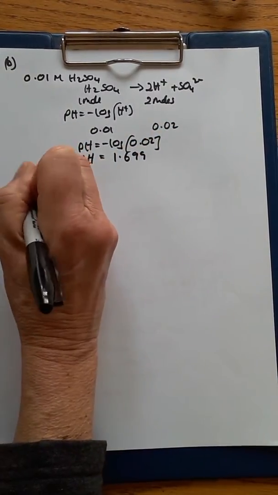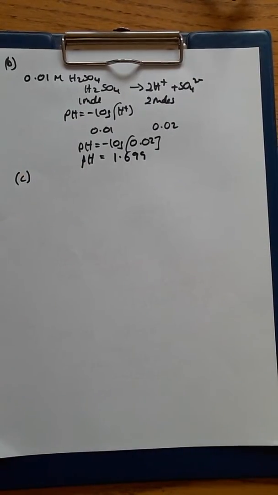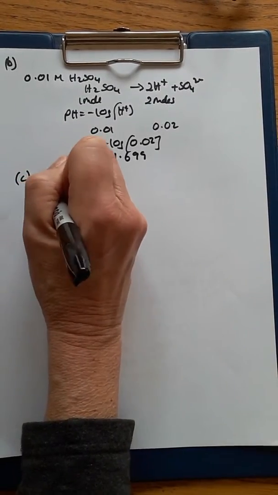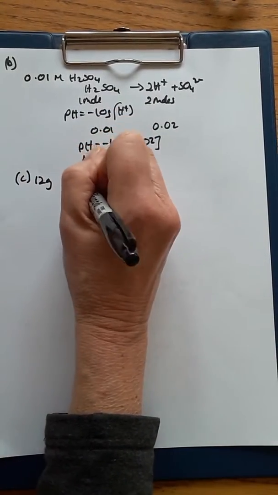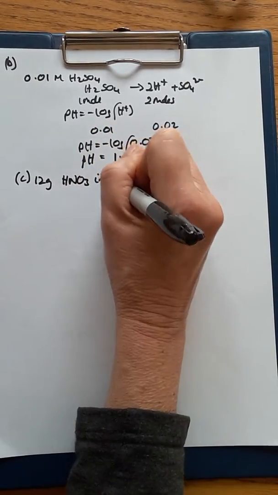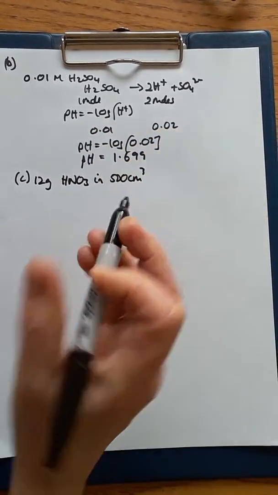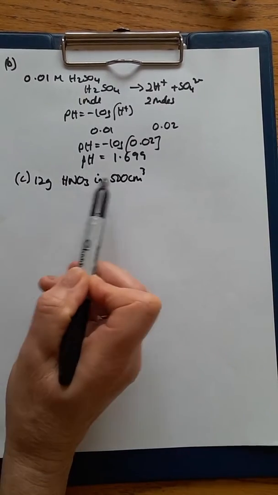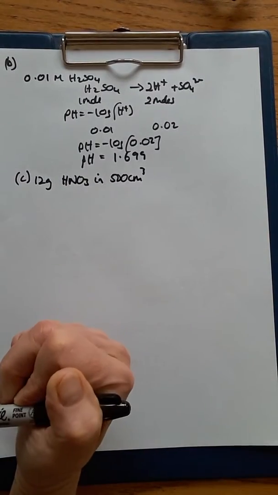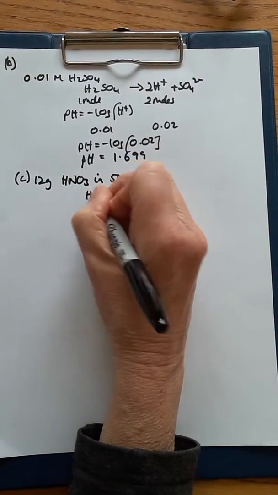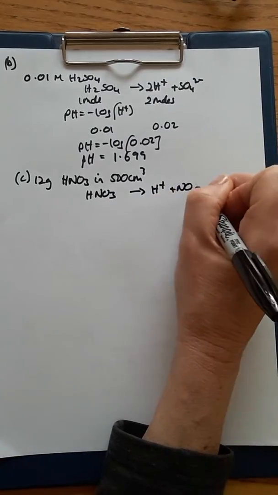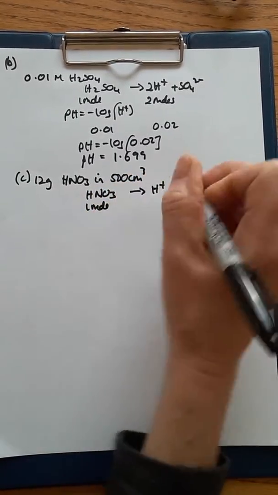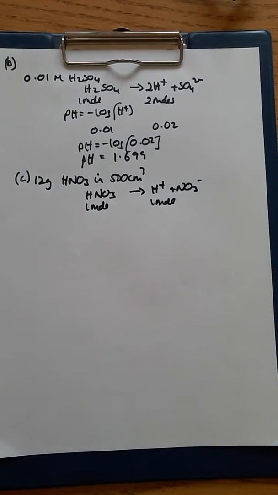Okay, part C of that question. I'm still staying with question 4, part C. We're told that this particular solution has 12 grams of nitric acid, HNO3, in 500 centimetres cubed. So you've dissolved 12 grams of nitric acid in 500 centimetres cubed. Find its pH. Okay, write the dissociation equation. So it fully dissociates into its ions, so 1 mole of nitric acid gives me 1 mole of H pluses. Okay, let's go and find out now how many moles of H pluses we have.